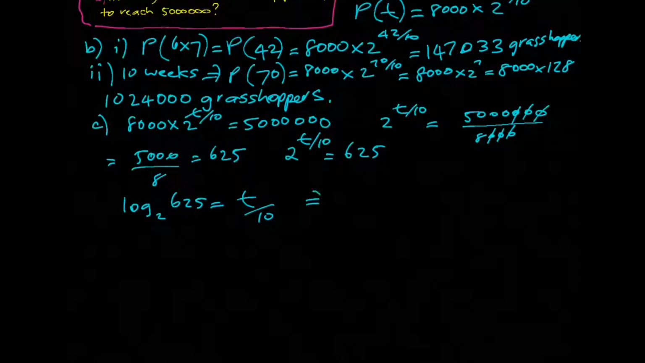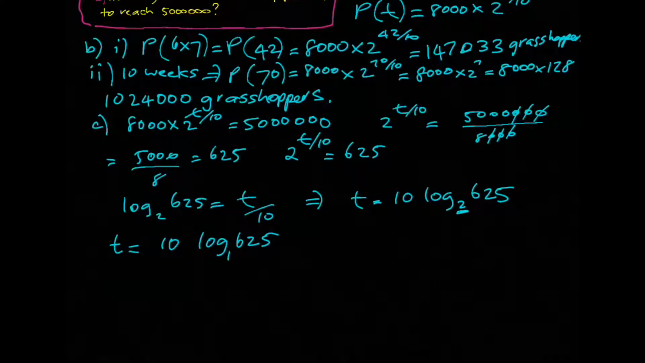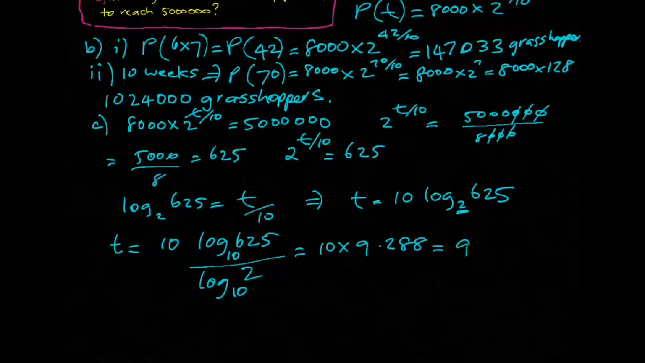So t equals 10 times log base 2 of 625. Now to perform that on the calculator, we need to convert that base to 10. So t equals 10 times log 625 to base 10 on log 2 to the base 10, which equals 10 times 9.288, equals 92.88 days to reach 5 million grasshoppers.